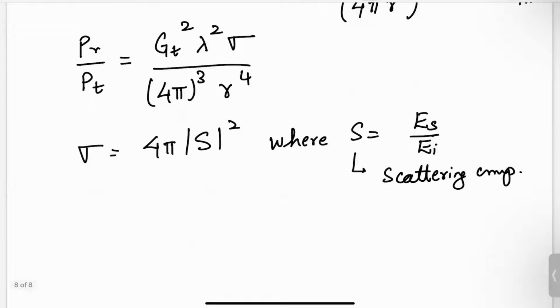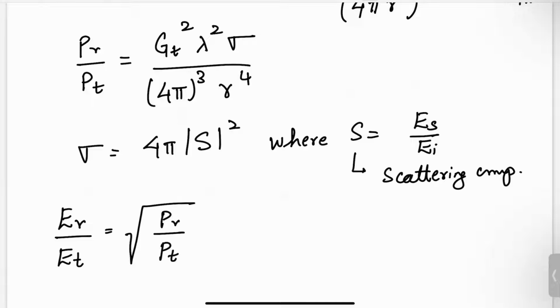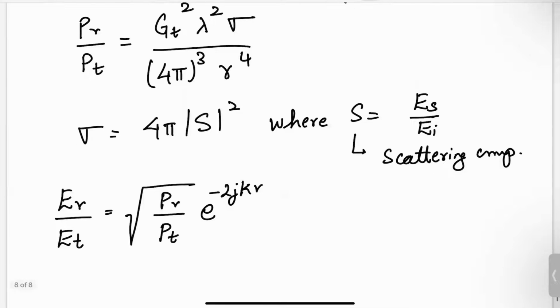Okay, so this is the power, and we know that the square root of the ratio of power is the ratio of the electric field. So the received electric field over the transmitted electric field can simply be given as the square root of the ratio of PR over PT times e to the minus 2j kr. So it's sort of a heuristic derivation. It's not an accurate derivation. So this is the phase term. Obviously, power doesn't have phase. And the square root of the power ratio is the electric field ratio.